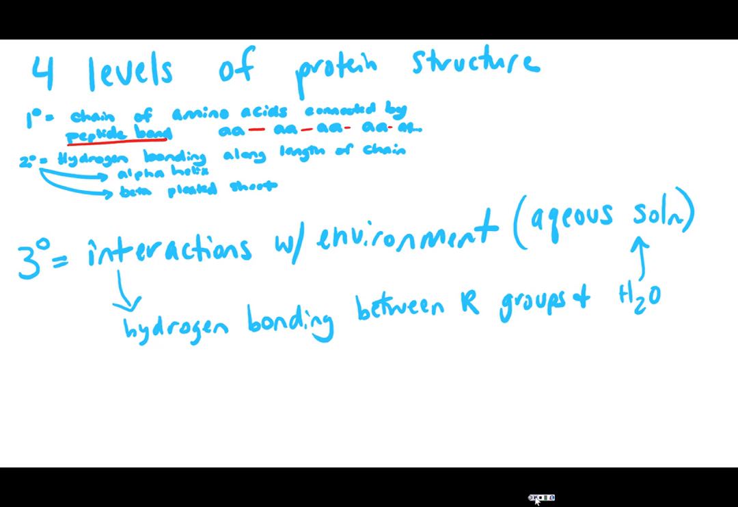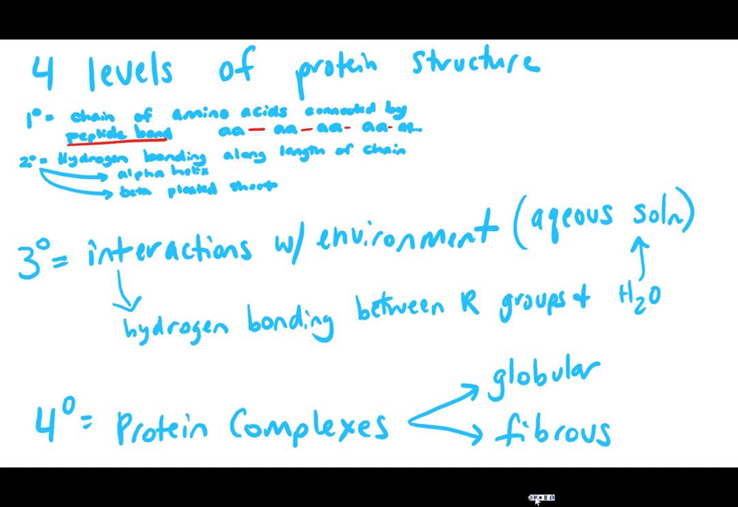And you would see that each of your subunits would have their own primary chain of amino acids, secondary hydrogen bonding along the length, and tertiary structure. Okay, so we're looking at a protein with two subunits. And then the final level of structure is what's called quaternary. And quaternary I like to describe as protein complexes. So that's when you have different subunits coming together to make your final protein.